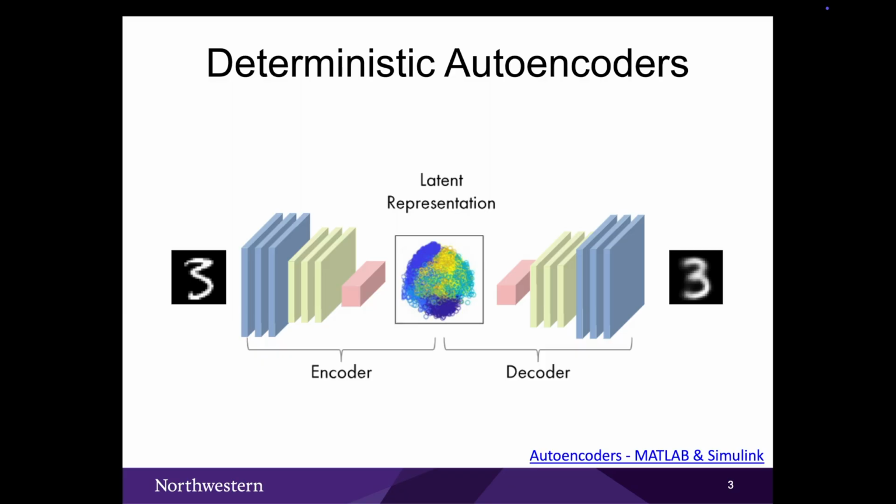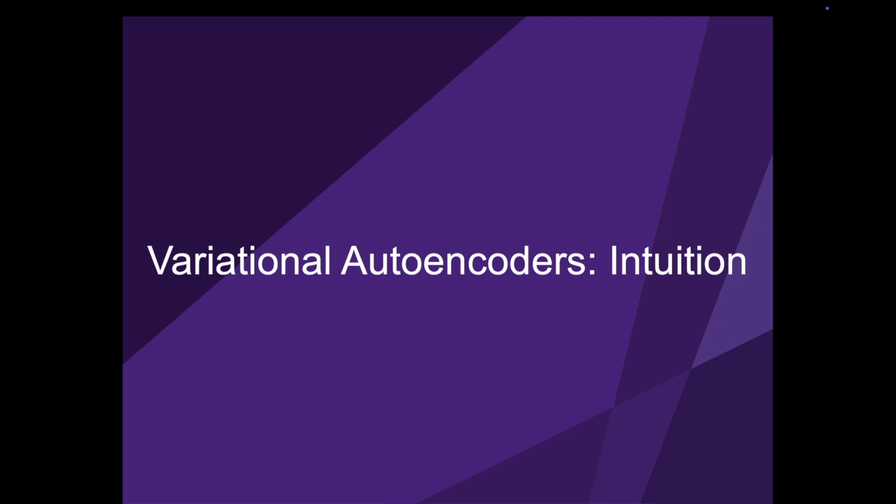In deterministic autoencoders like this one, given the same input, the encoder always produces the same latent point, and thus the decoder always produces the same output. This works well for reconstruction, but with real data, the latent space can become messy and discontinuous, meaning you can't reliably sample from it to generate new data. That's exactly the problem variational autoencoders were designed to solve.